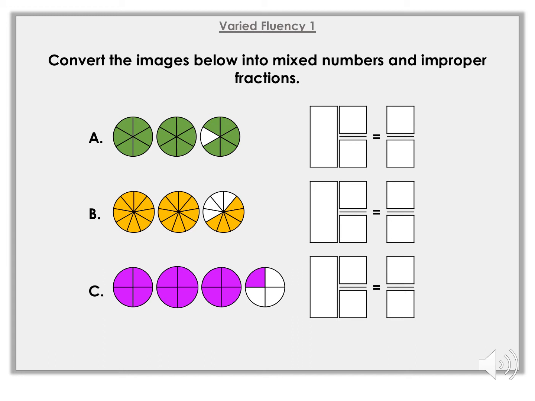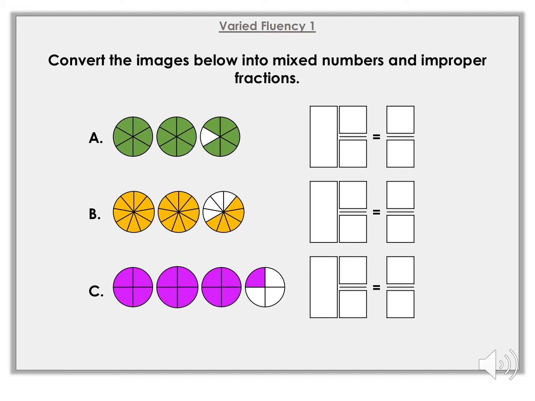But we have still got that last circle on the end that isn't whole and needs to be accounted for. So it's out of 6. So straight away I've put my denominator as 6 because I know that that circle's split into sixths. And all I need to know is how many pieces I have got. And I have got 5. So our mixed number is 2 and 5 sixths. Okay? Now, how do I change that into an improper fraction?